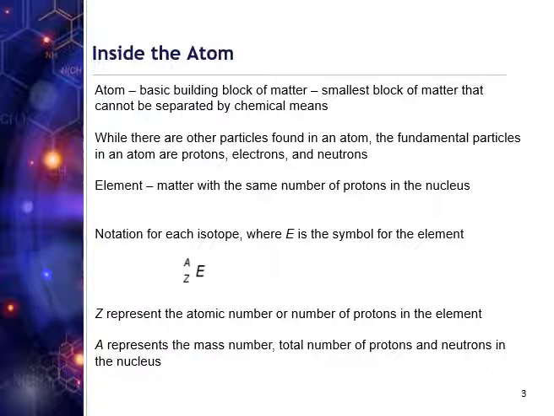The notation for each isotope, where E is the symbol for the element. Z represents the atomic number, or number of protons in the element. It's the smaller of the two numbers. A represents the mass number, the total number of protons and neutrons in the nucleus. The electrons have a mass that's so small that it's negligible compared to the protons and neutrons.